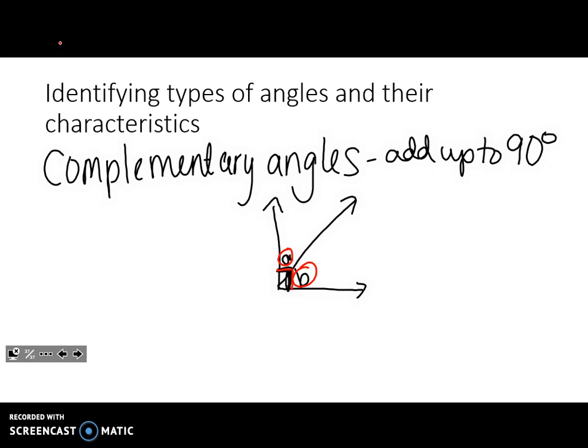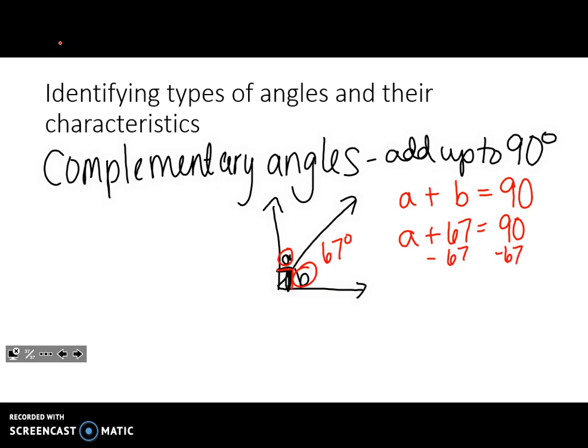So if I said angle B is 67 degrees, since A and B together, A plus B, will equal 90, we should be able to solve for angle A. If I subtract the angle that I do know from 90 degrees, I'll get the angle that I don't know, which would be 23 degrees. So angle A is 23 degrees.